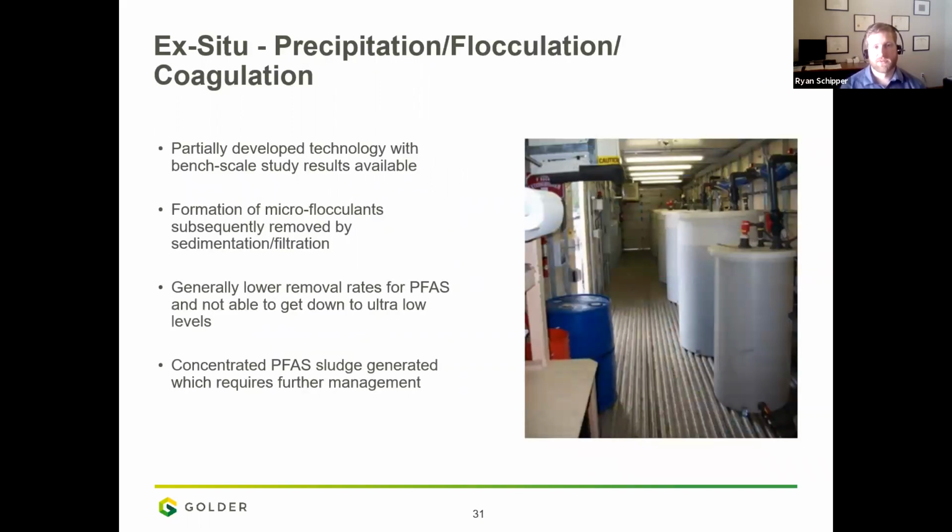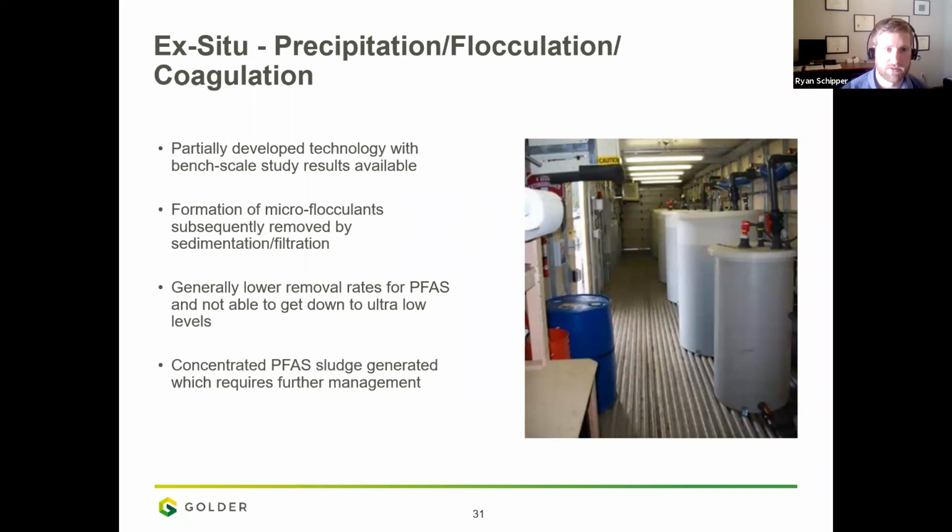So this is precipitation, flocculation, coagulation. These technologies are more experimental at this point. However, I'd say it's considered partially developed. Golder is involved with a number of different technologies. These experimental technologies, from soil treatment and in situ and ex-situ treatment to liquid waste streams.